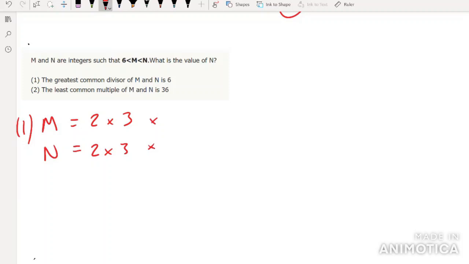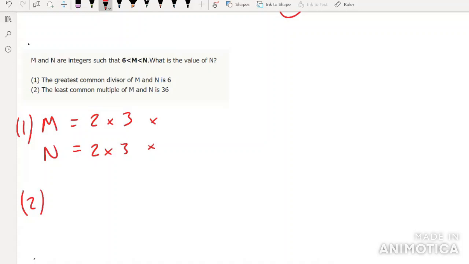Well, okay, and then, I mean, that alone really is not enough. I could put anything in n. Clearly that alone is not enough. I can make m 2 times 3 times 5 and n, then just add a 7, or I could have added an 11. So that's not enough on its own. So then let's move on to statement 2.